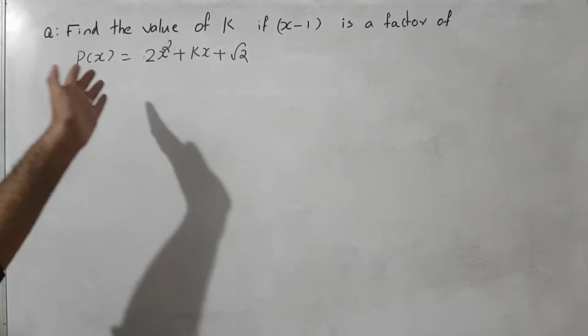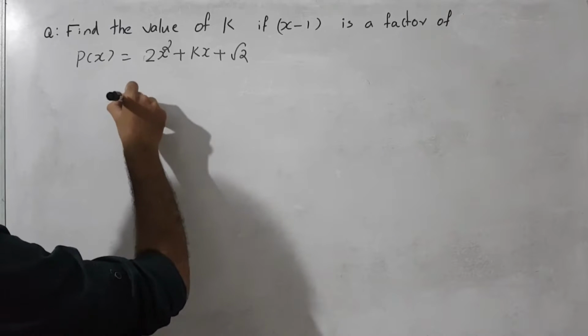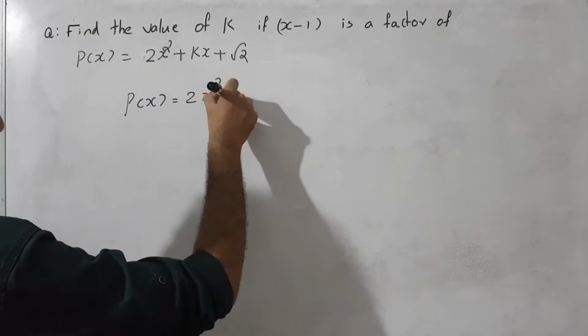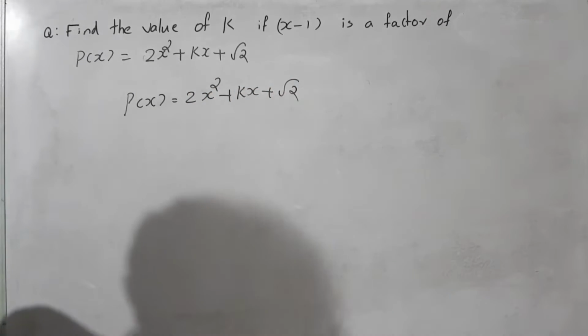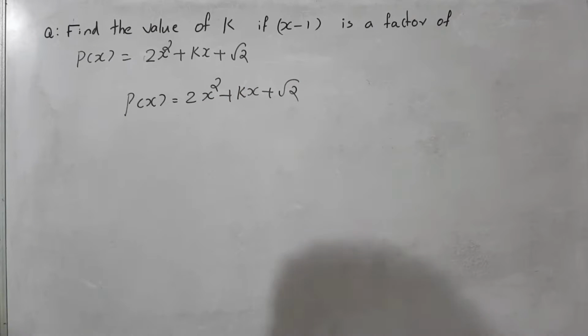Here the name of the polynomial is given, that is p of x. So we are rewriting once again. p of x is equal to 2x square plus kx plus root 2. And what is given? x minus 1 is a factor. Correct. x minus 1 is a factor.